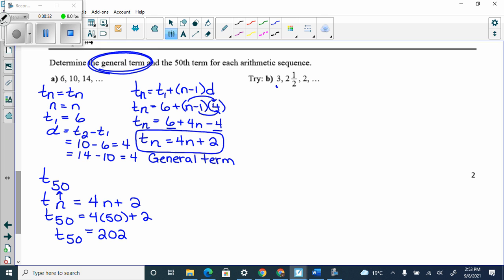Now, you're going to do this one. I want the general term. What's Tn? Trick question. Tn, what's n? N, right? We don't fill those in. T1 is 3, and d is 2.5 minus 3. What's 2.5 minus 3? Negative 0.5.